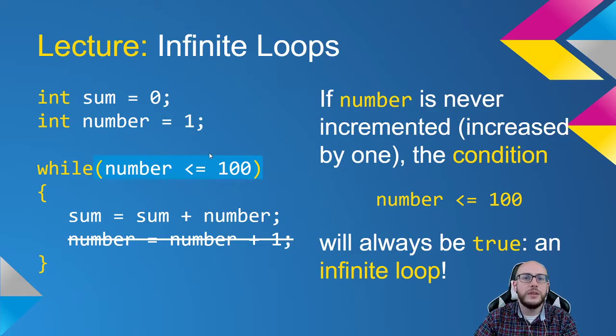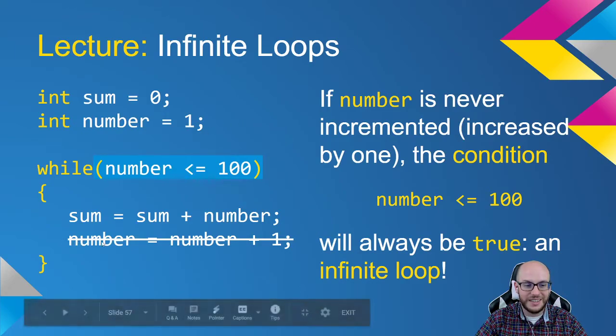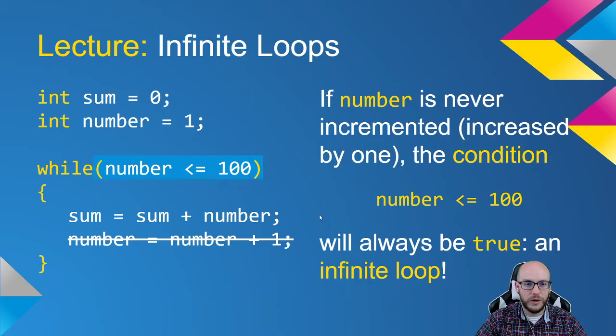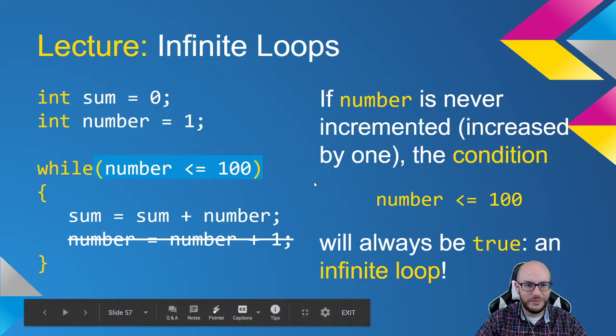Here is an example, and this is probably the most common way that this would occur. I have a condition that depends on number, and initially that condition is true, right? 1 is less than or equal to 100. Now, if you forget to change number for whatever reason, well, it's just always going to be 1, meaning this is always going to be true.